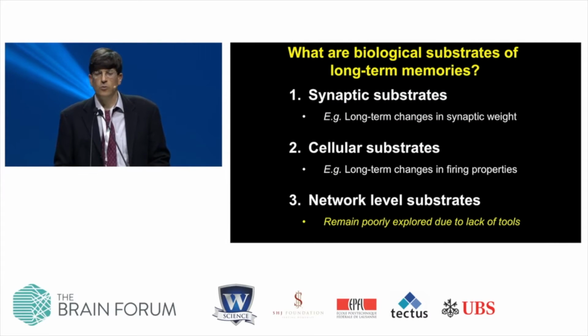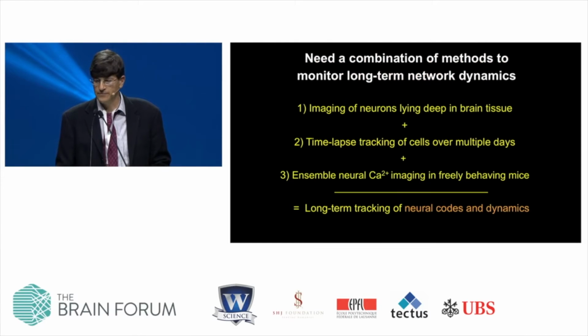Now, when we consider what are the biological substrates of long-term memories in the brain, there are likely to be substrates at different levels of organization, at the synaptic level, the cellular level, and at the network level. In past research, neuroscientists have put a lot of work into uncovering what might be the candidate substrates at the synaptic and cellular levels, but those at the network level remain poorly explored, mainly due to lack of suitable tools.